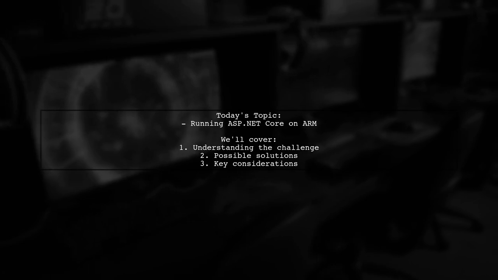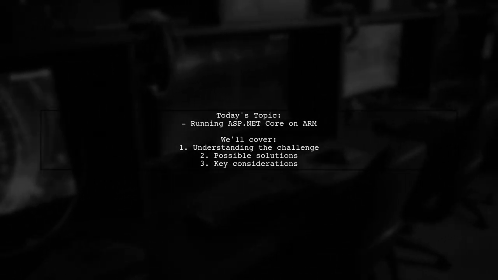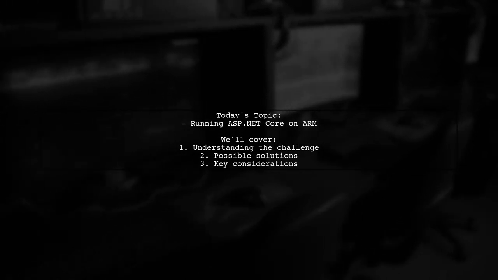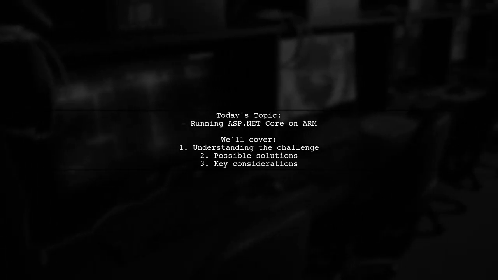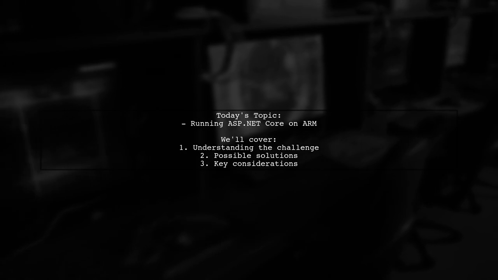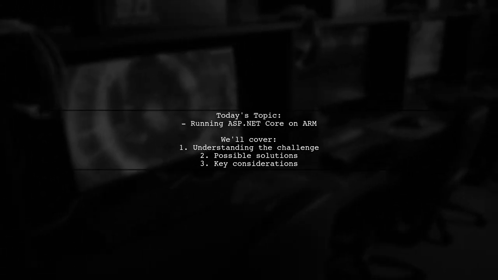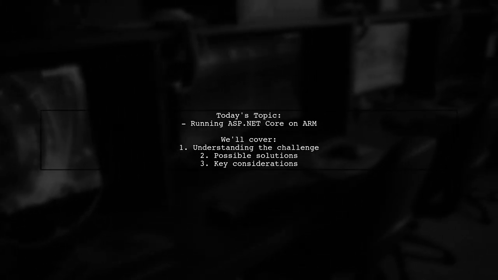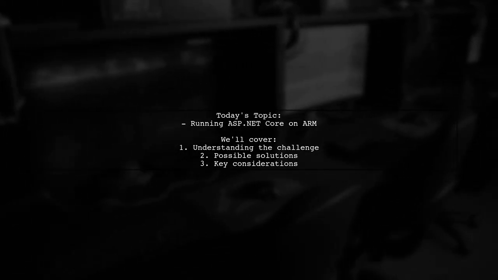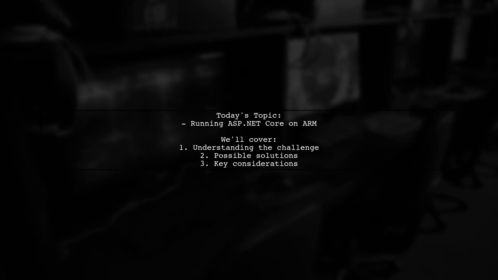Today, we're tackling an intriguing question from a developer eager to build an ASP.NET Core Web API service on an ARM Cortex A7 device running Angstrom-based Linux. They want to know the best route to achieve this goal, considering the unique challenges posed by the Angstrom distribution and the ARM architecture.